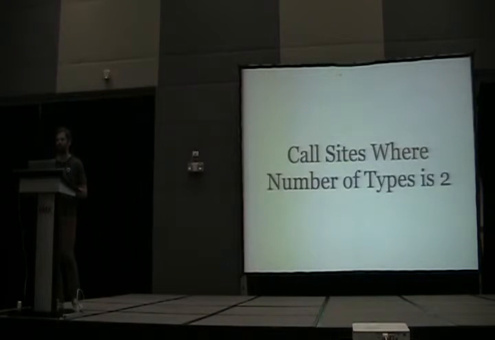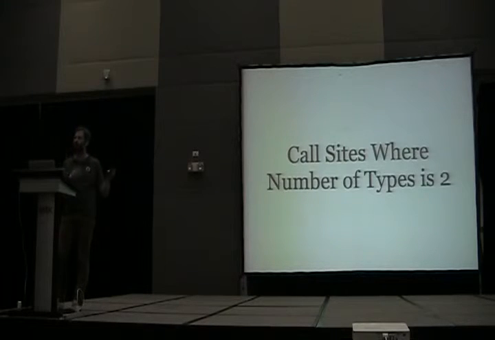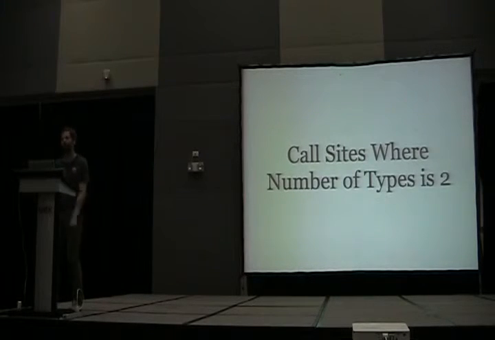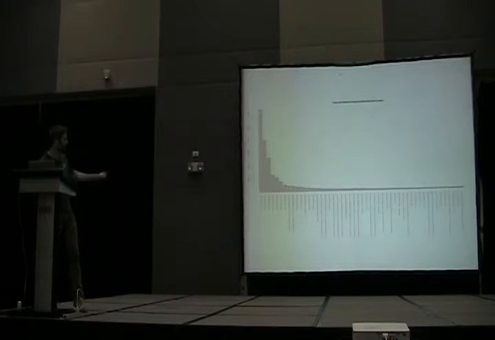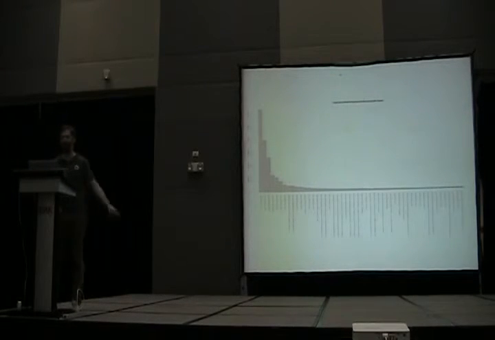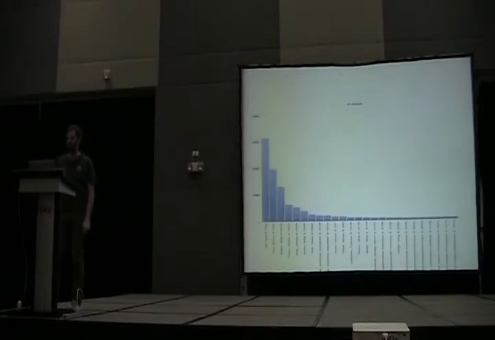Now, the other thing I did is I broke it down and looked at just call sites where the number of types is 2. What do those call sites look like? What values do we actually see there? This is what the breakdown looked like, and I know you can't read the bottom. I tried to make it a little bit more readable in Keynote, and it really didn't help.